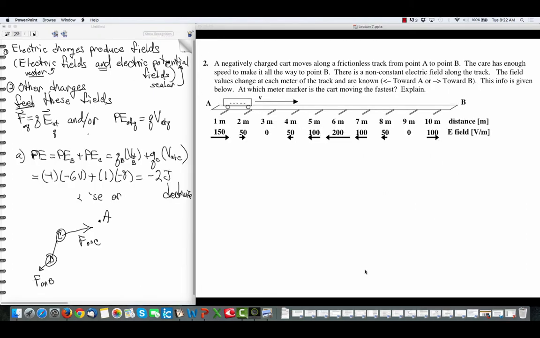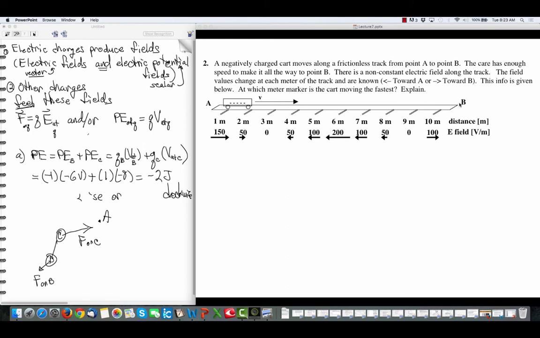All right, I want to say a little bit about this. I'll leave you all to work on it on your own. This is one of the example quizzes posted on SmartSite. This is the second problem in it, and I wanted to throw it up here so I could make a point and give you something to think about. What it shows is a cart moving on a track. The cart is negatively charged.